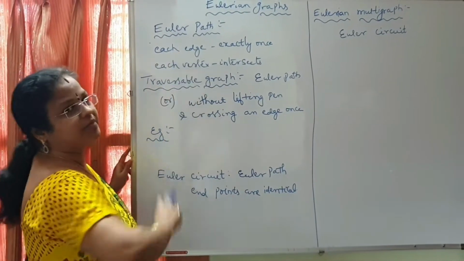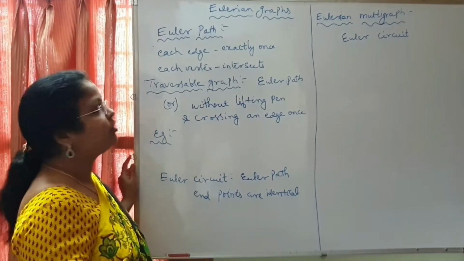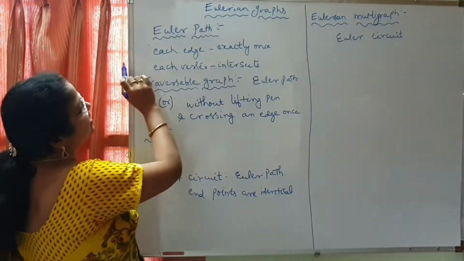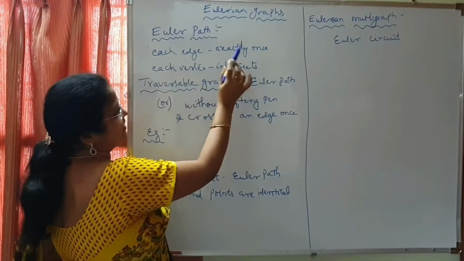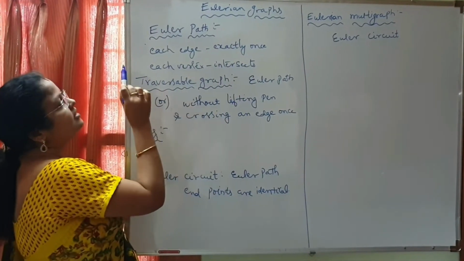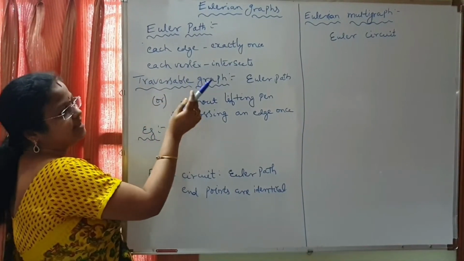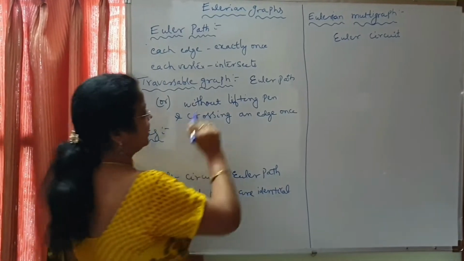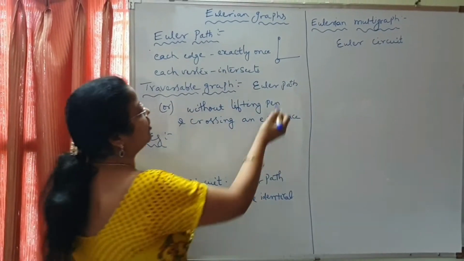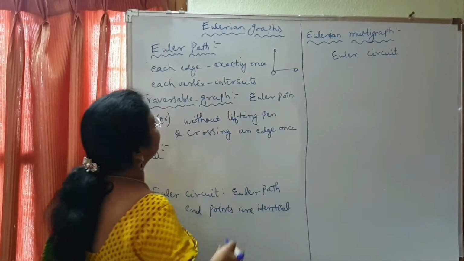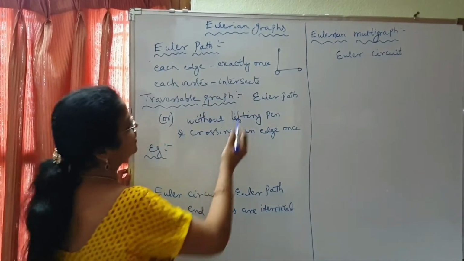First, Euler path. In a multigraph, an Euler path is defined as a graph in which each edge is crossed exactly one time and each vertex is intersected exactly once. Here I will give you a simple example. You can call this an Eulerian path or Euler path.